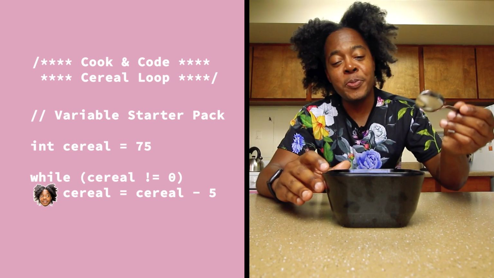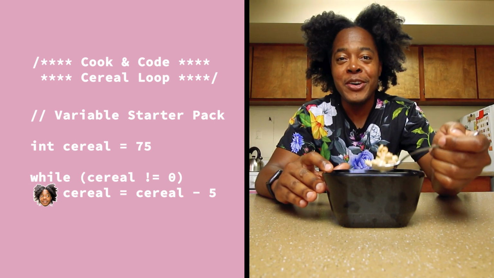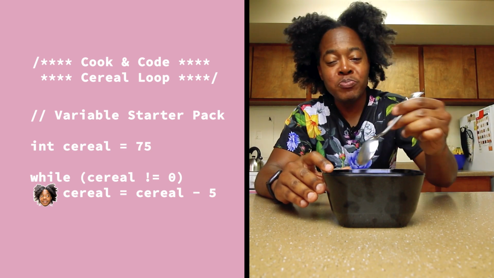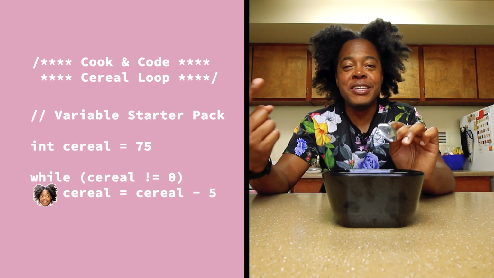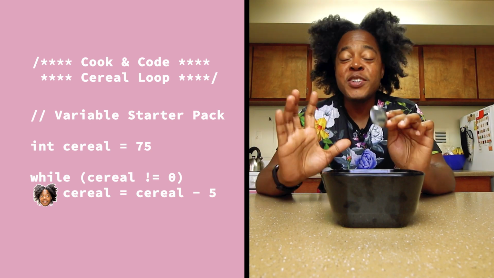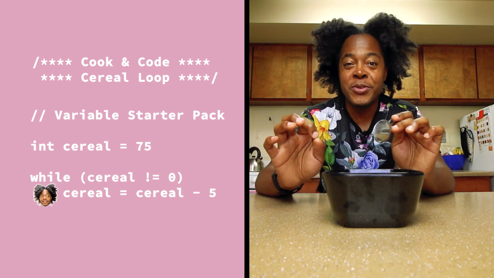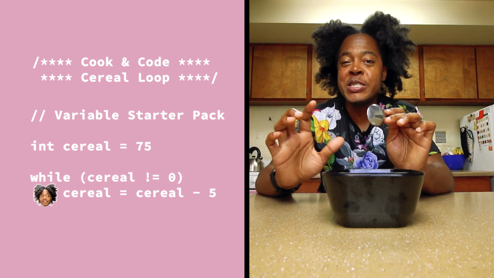So we enter the loop and we say that cereal equals cereal minus 5. Or we just take a spoonful and take a bite. I should have thought about the time it takes for me to eat the cereal and then go to the next line of code. So we've subtracted 5 from the value of cereal, so its new value is 75 minus 5, which is equal to 70.